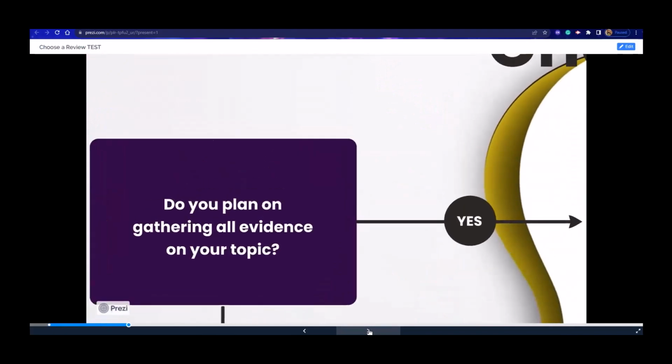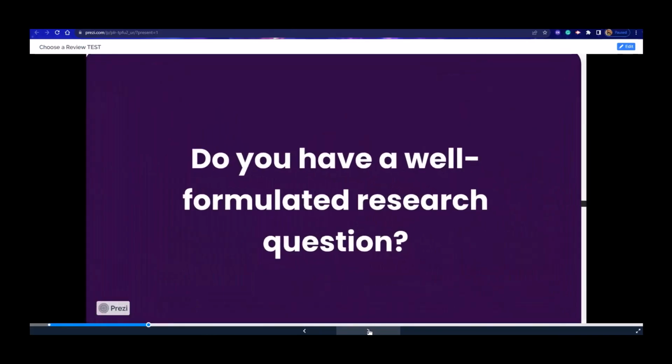And let's say that, yes, in the flow chart, you are planning on gathering all evidence on your topic. The next thing you need to ask yourself is, and I think this is the biggest stumbling block, and Lauren, I'd be interested to hear what you have to say about this. I think this is probably the number one stumbling block for patrons when they come to me with an advanced review request, and that is, do you have a well-formulated research question? Because so often we just have people come to us and say, well, I have this idea on a topic. I just want to know everything that has ever been written about topic X.